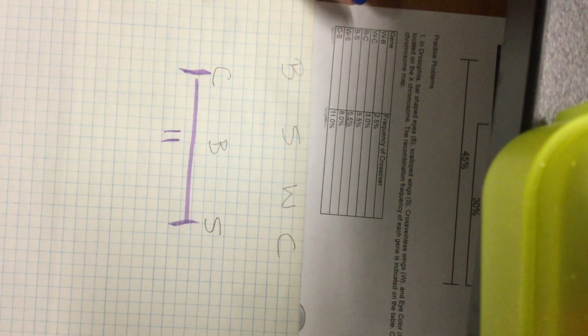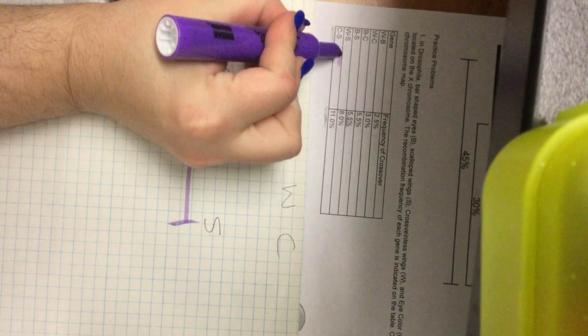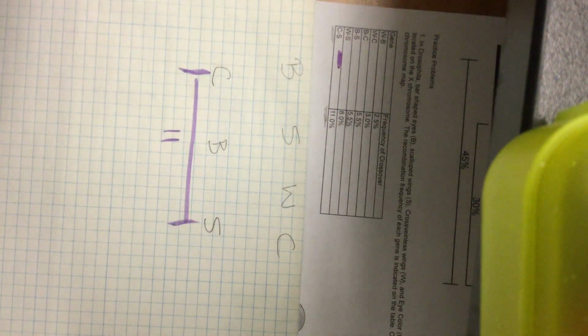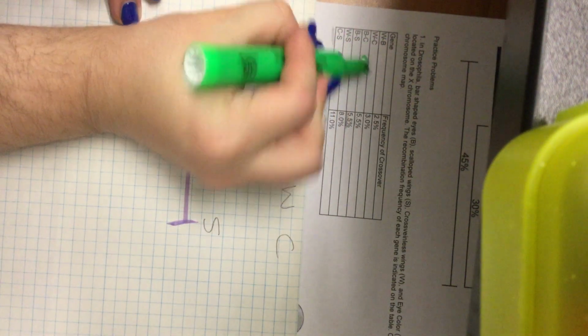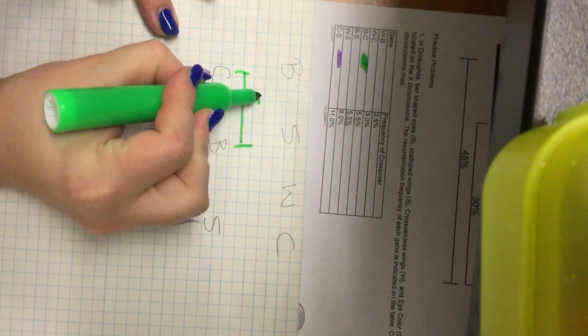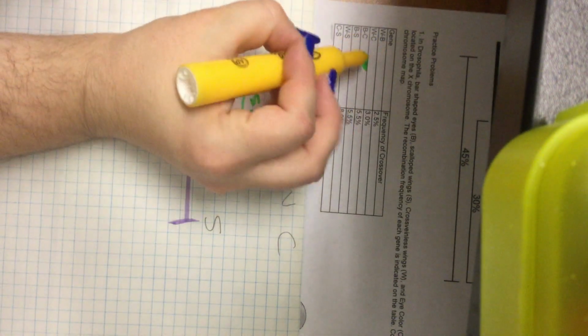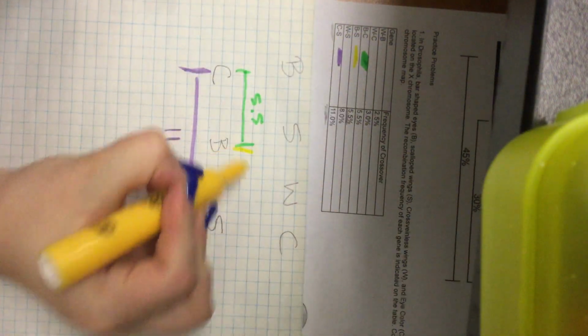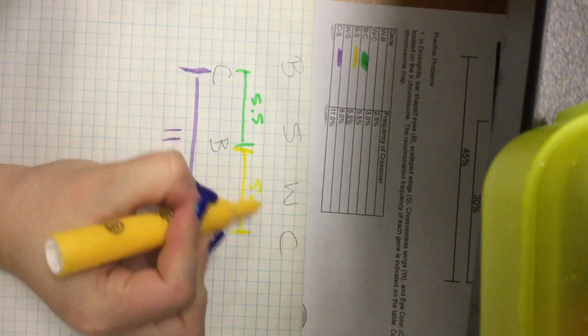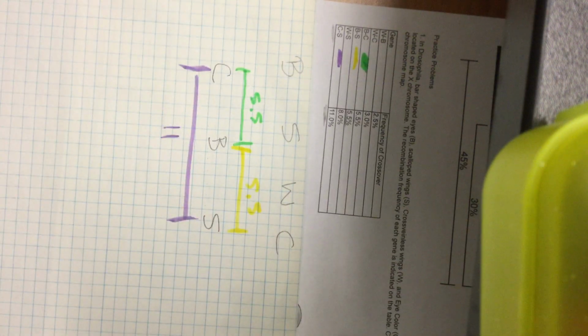And if you'd like to count it out specifically, you could. So this one was purple. Between B and C, which I'll make green, there is 5.5. And between B and S, there's 5.5. I'm coloring mine. You don't necessarily have to color yours. I'm just doing it to help you out here.